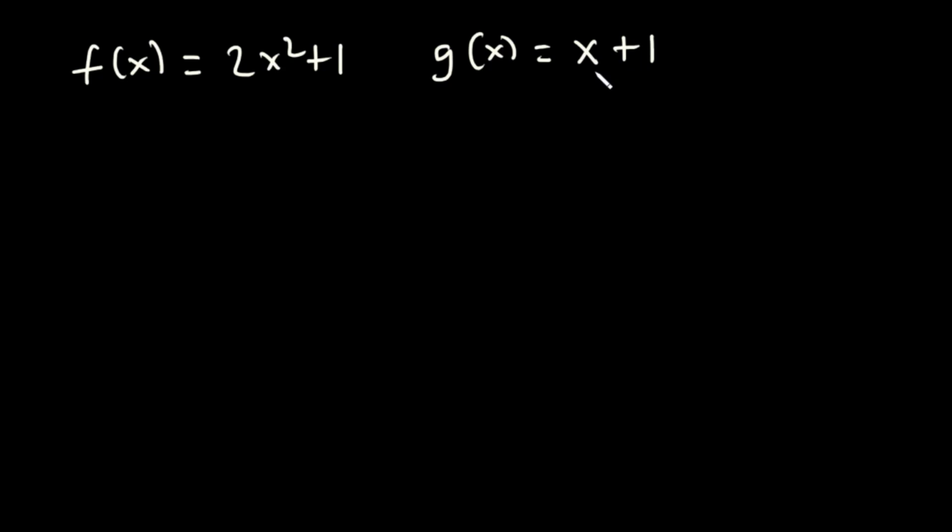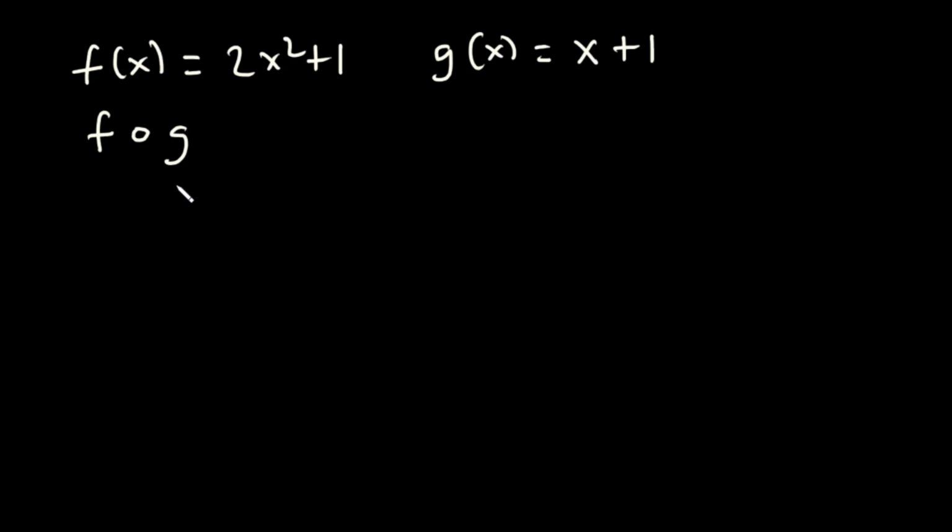So in this video, we are going to talk about composite functions. A composite function is generally a function that is written inside another function. So let's say we have a function f of x, which is equal to 2x squared plus 1. And then g of x which is equal to x plus 1. How do we find f of g?